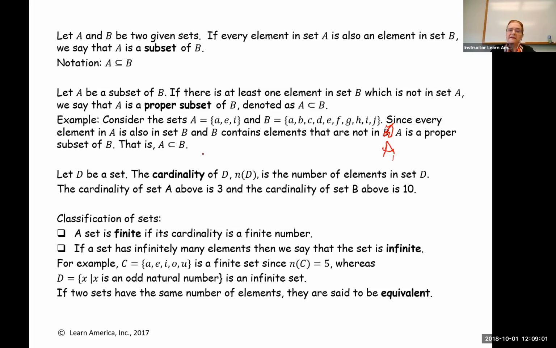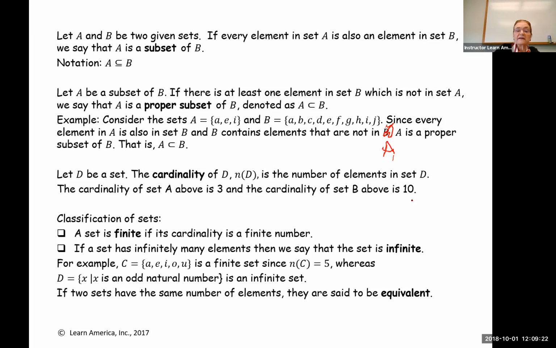Now, when we talk about the cardinality of a set, we're talking about the number of elements in the set. So if you look at set A above, set A consists of 3 elements, so its cardinality is 3. If you look at B, it consists of 10 elements, so its cardinality is 10.